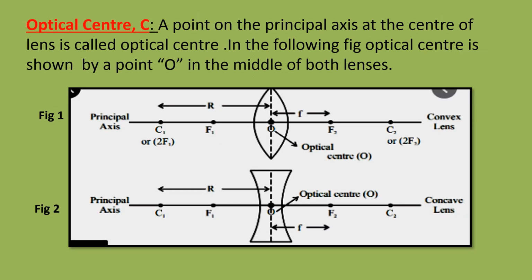Optical center. A point on a principal axis at the center of the lens is called optical center. In the following figure, optical center is shown by a point O in the middle of both lenses.